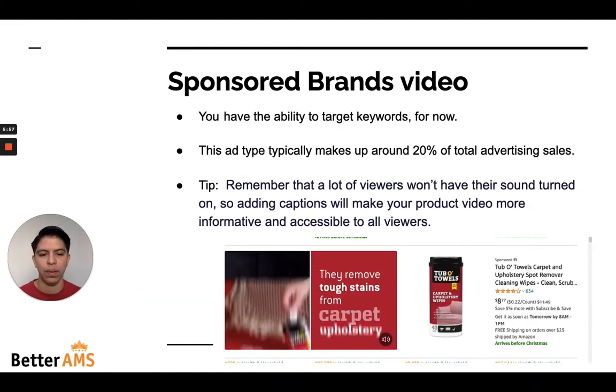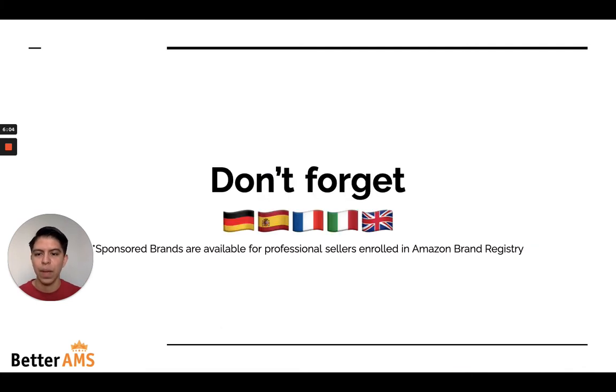This is a really good example of, well, the wording is even bigger, and it also shows the benefits of the product. So don't forget, Sponsored Brands are available for professional sellers enrolled in Amazon Brand Registry. If you want to get into Amazon Brand Registry, you have to get your trademark.